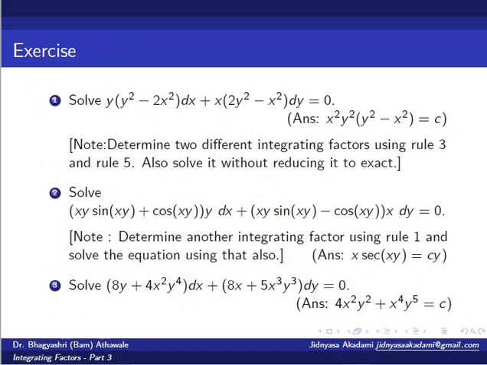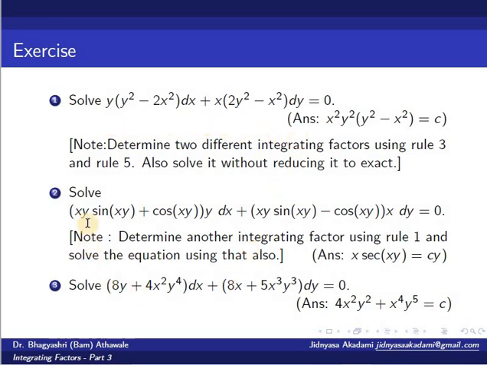So, the exercise is there, 3 problems are there, but for 2 of them, there are more integrating factors than 1. In fact, for equation 1, you can find 2 integrating factors using rule 3 and rule 5 both. So, find them, solve the differential equation using them, and check whether your answers are the same. Again, since m and n are homogeneous functions, you can reduce it to variable separable form and use that method also for this differential equation. So, in fact, there are 3 methods to solve this differential equation.